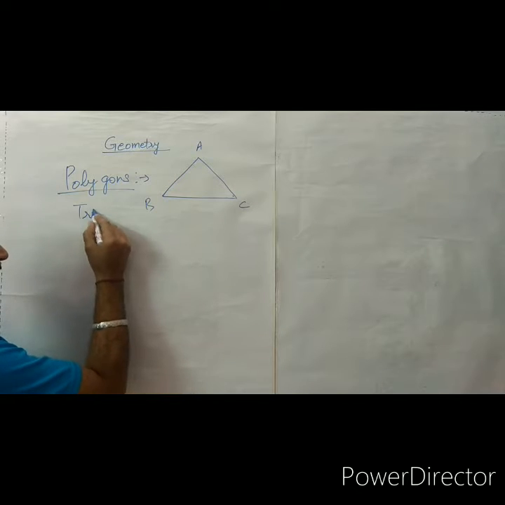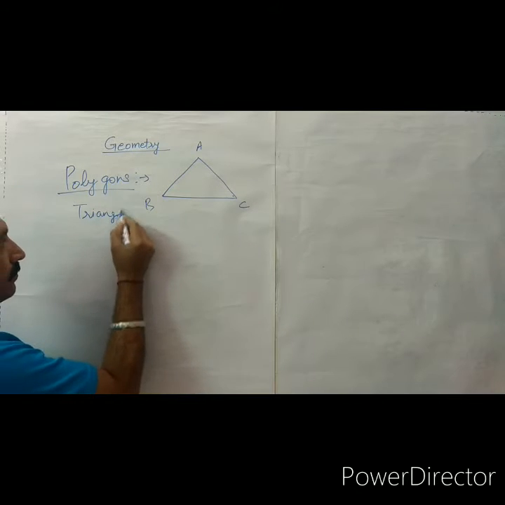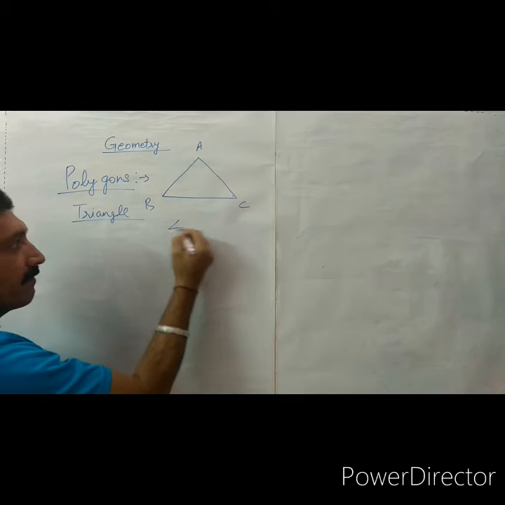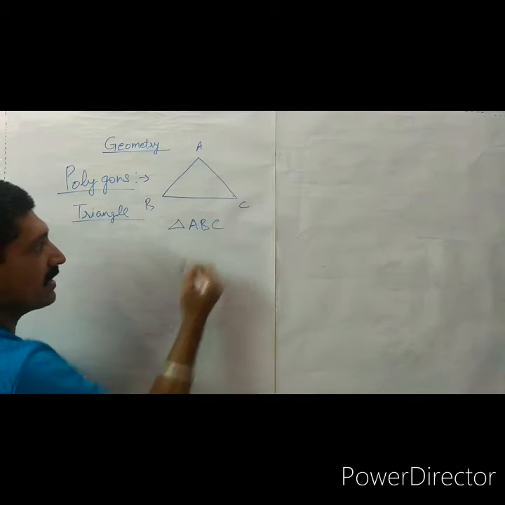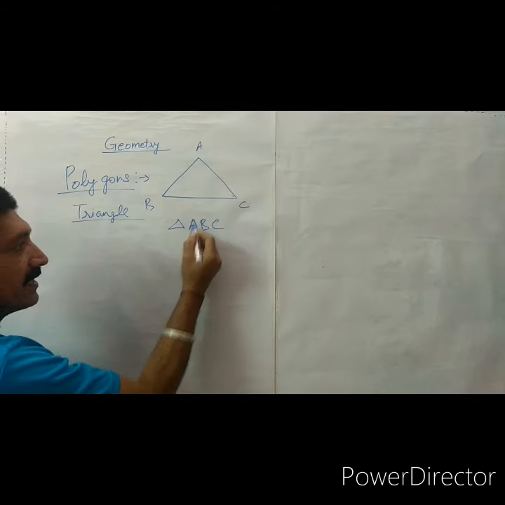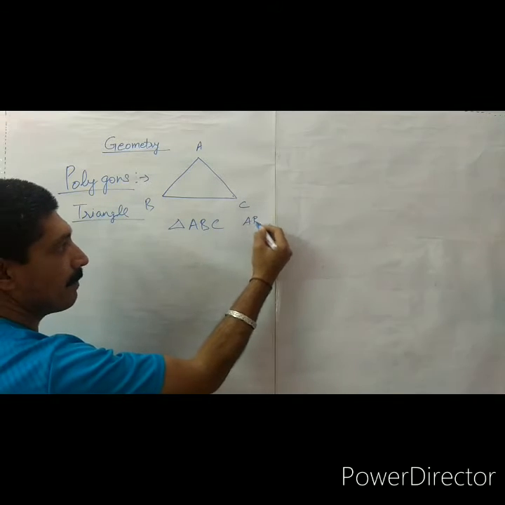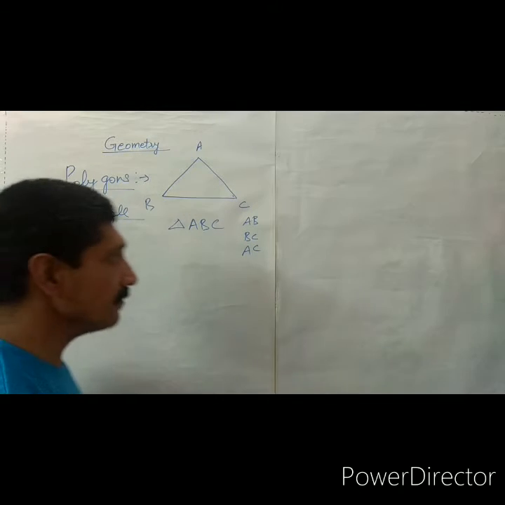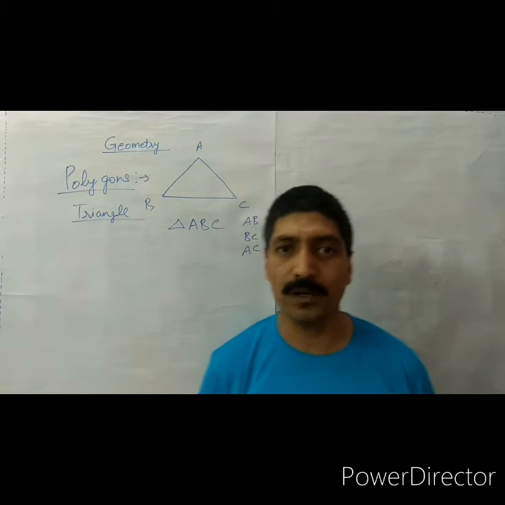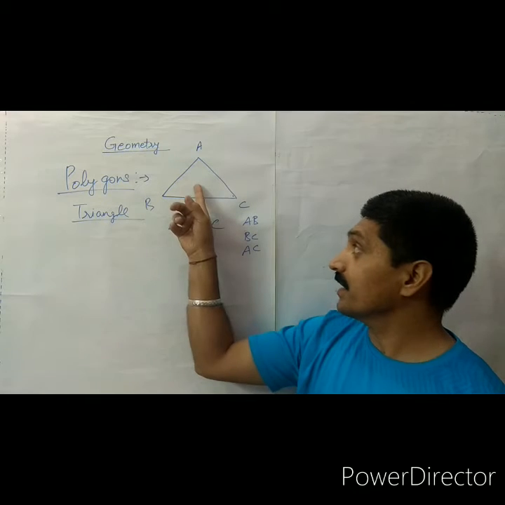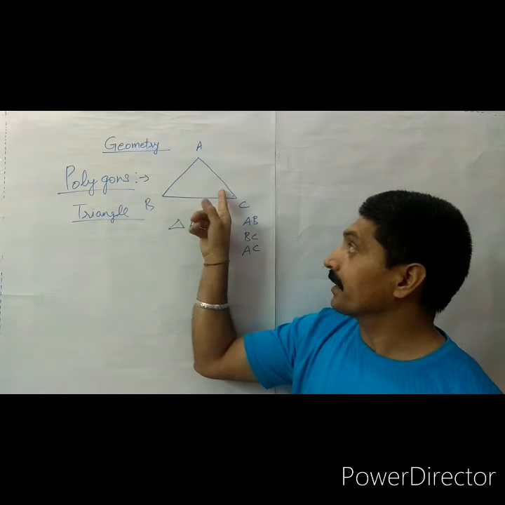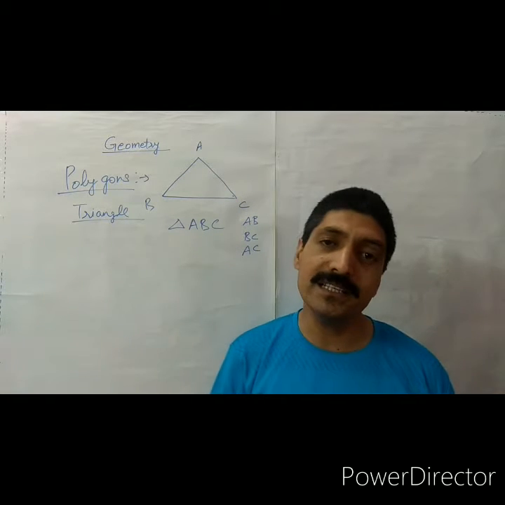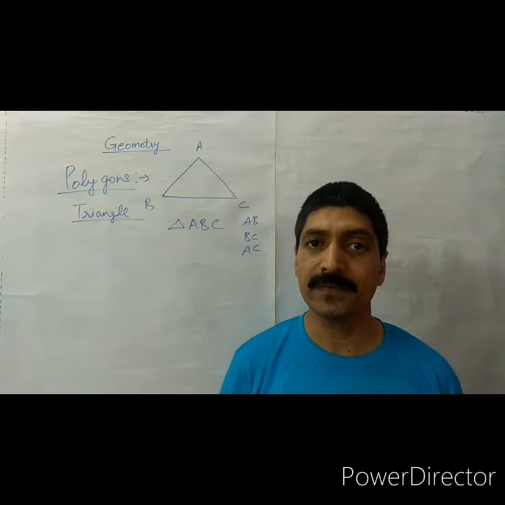Triangle. Tri means 3 angles. Here in triangle ABC, we have 3 sides, AB, BC and AC. So triangle is the smallest polygon with 3 sides. The angle sum property: the sum of all the 3 interior angles of a triangle is 180 degrees.